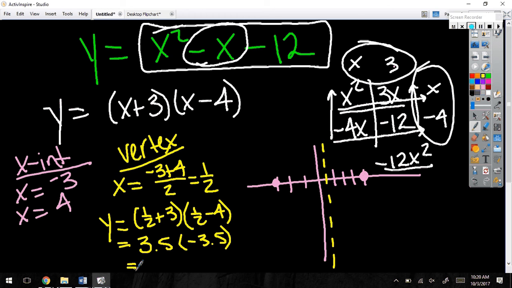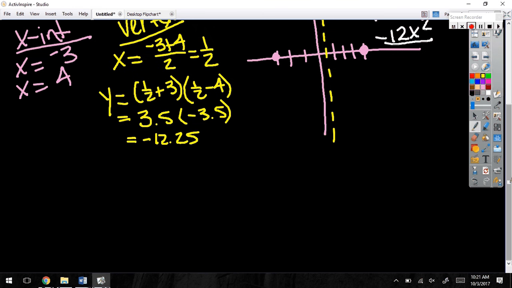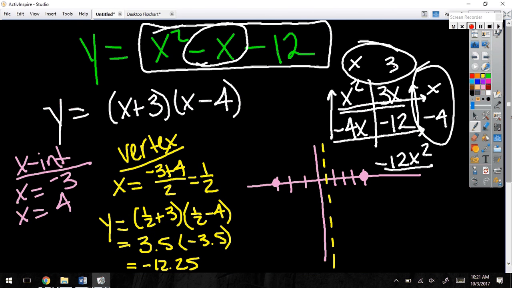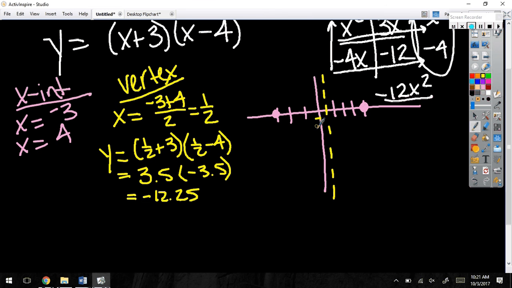Well, it doesn't have the number in front this time. This time it's just 3.5 times 3.5. Negative 12.5. All right, let me just put my vertex on here so we know that it's finished.